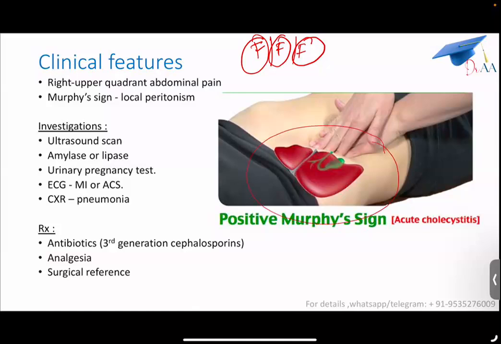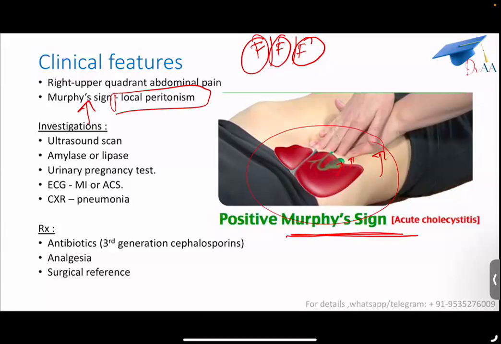When there is an inflammation of the peritoneum, we call it peritonism. Local peritonism results in Murphy's sign. What is Murphy's sign? When you are doing a deep palpation in the right upper quadrant and you ask the patient to take a deep breath and expire out, the tip of the gallbladder touches the tips of your fingers, resulting in severe pain known as Murphy's sign.